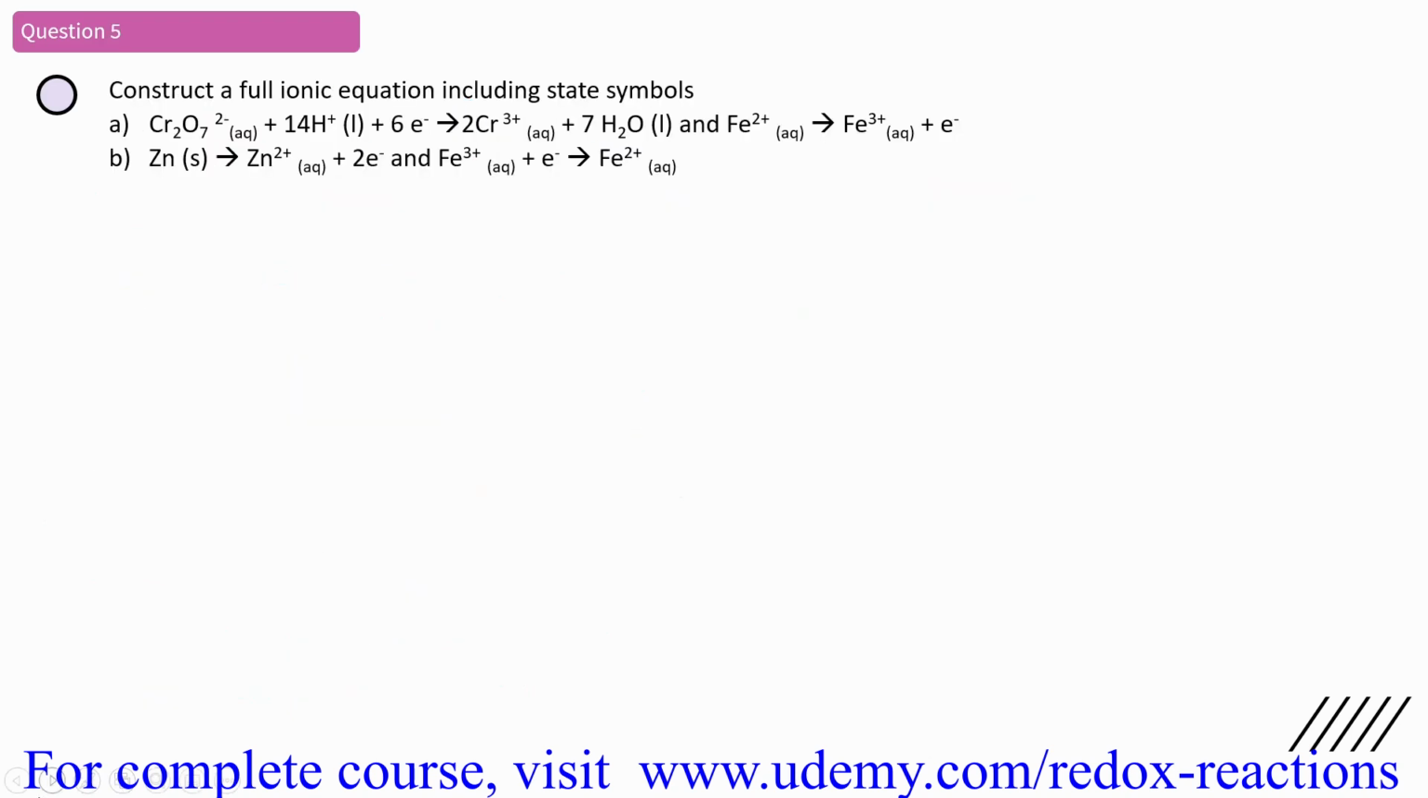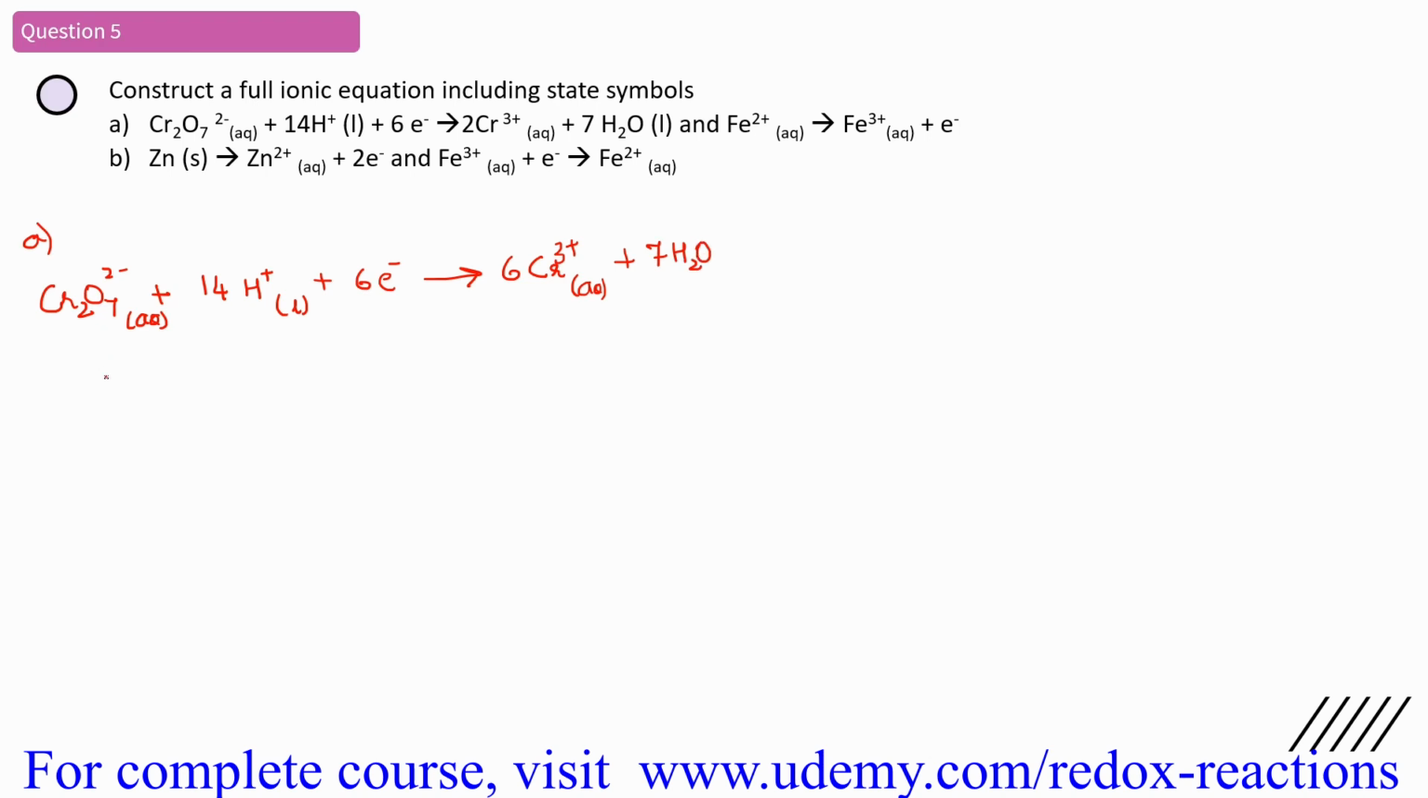The last question in the assignment is to write the full ionic equation including the state symbols. Writing the state symbols is important because that tells us the nature of the environment where the redox reaction is happening. So let's write for the first one, Cr2O7²⁻ in aqueous conditions plus 14H⁺ in its liquid state plus 6 electrons gives rise to 2Cr³⁺ in aqueous condition plus 7H2O.